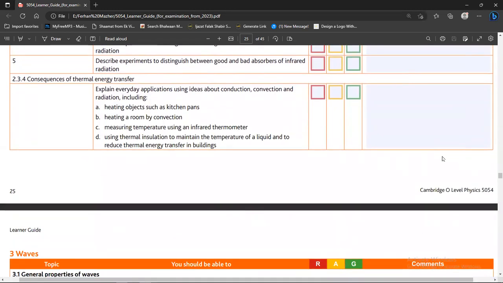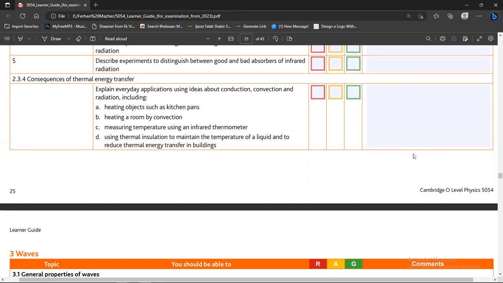The next topic is consequences of thermal energy transfer. Explain everyday applications using ideas about conduction, convection, and radiation, including heating objects such as kitchen pans, heating a room by convection, measuring temperature using an infrared thermometer, using thermal insulation to maintain the temperature of a liquid and to reduce thermal energy transfer in buildings.